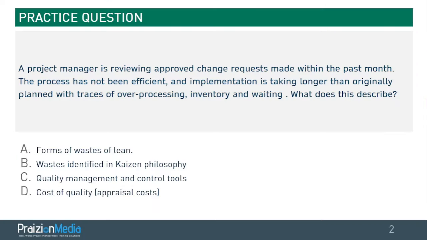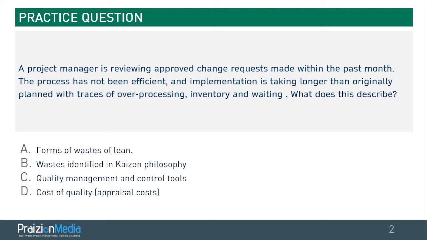Question 1. A project manager is reviewing approved change requests made within the past month. The process has not been efficient and implementation is taking longer than originally planned, with traces of overprocessing, inventory, and waiting. What does this describe? You know the way this rolls. Hit that pause button. Three, two, and one. Okay.